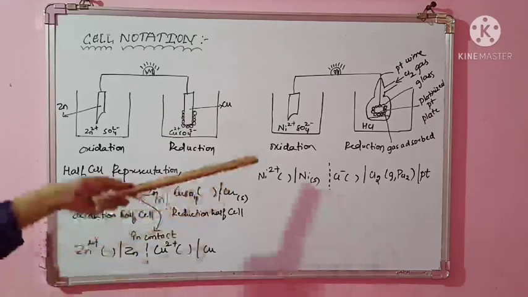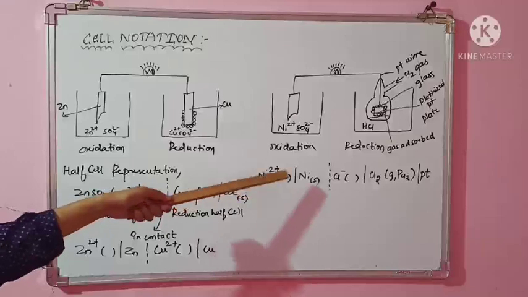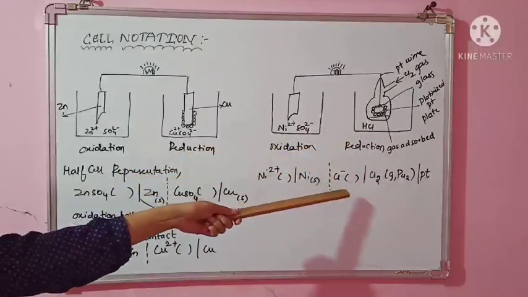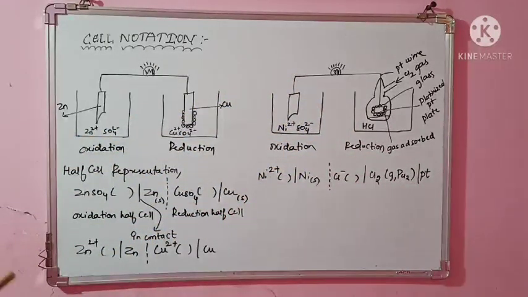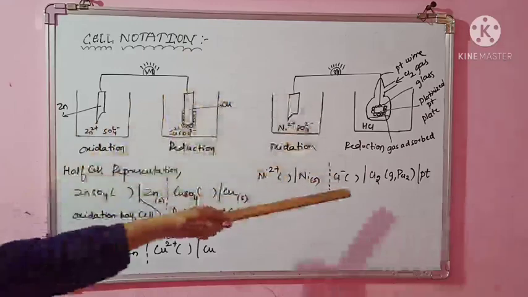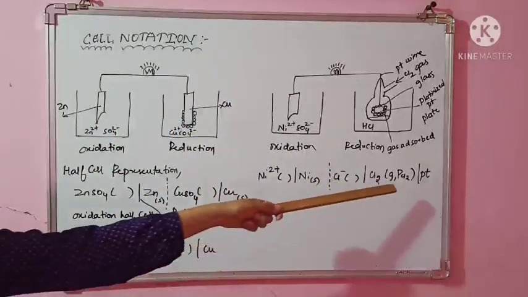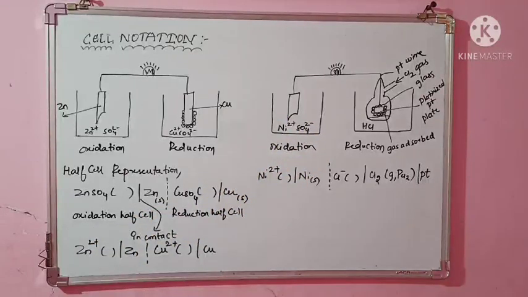Similarly, coming to this side, here nickel sulfate or Ni2+, concentration, in contact with nickel, and here chlorine or else you can write HCl, its concentration, in contact with. The thing is that there is not only one solid here. You have considered a gas, so you have to write that gas, and very importantly, you have to mention the pressure of that gas. And lastly, it is in contact with platinum. This is all about the cell notation of the half cell.